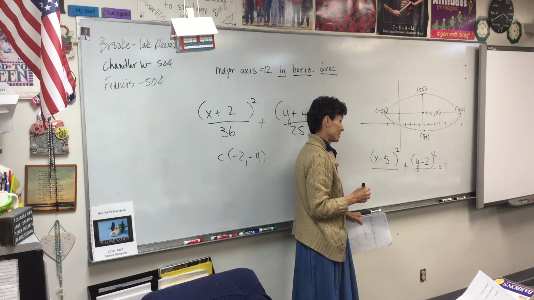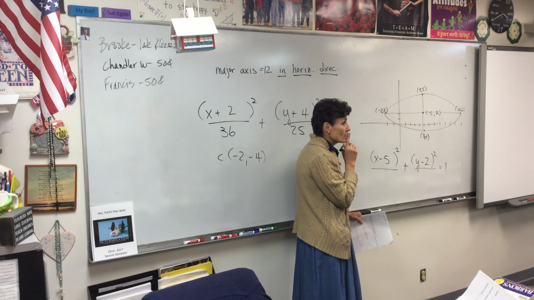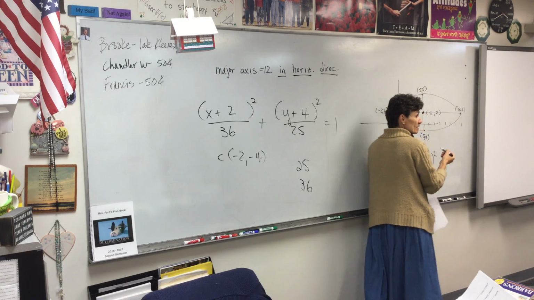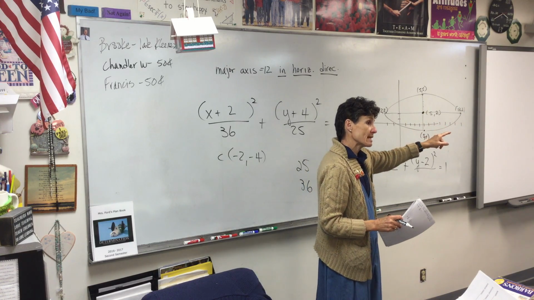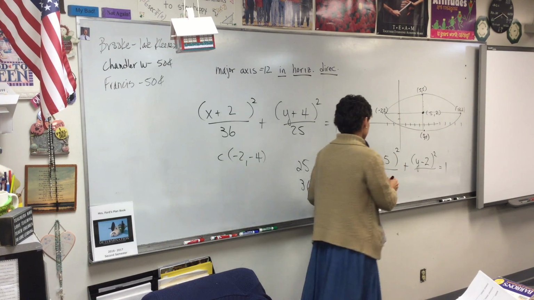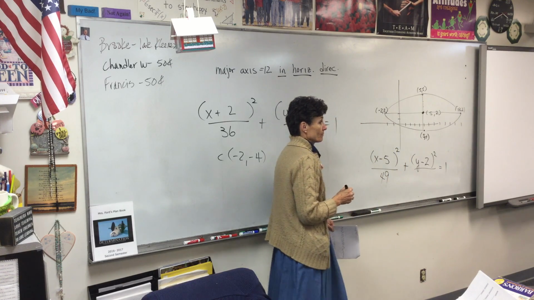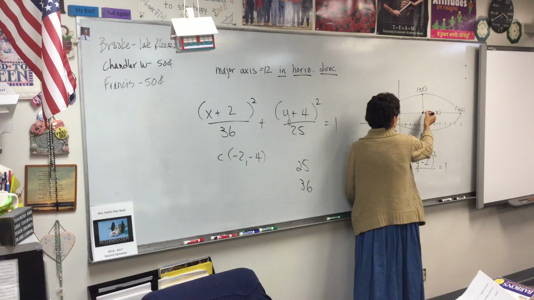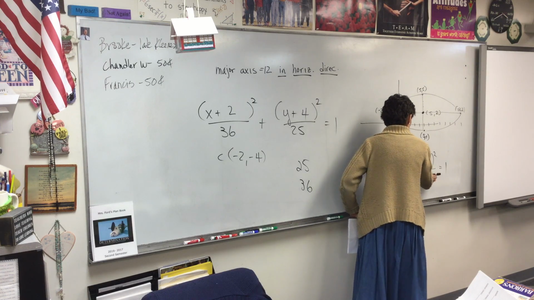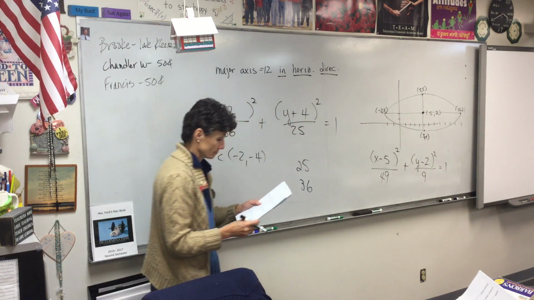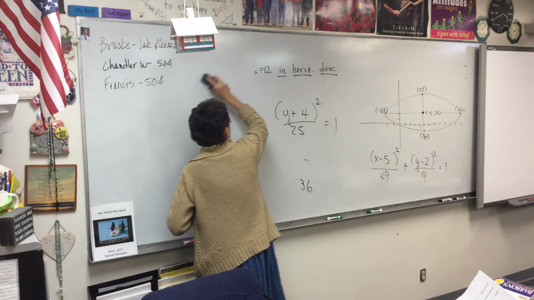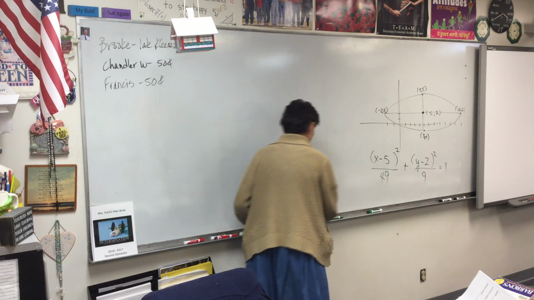Now what about the denominators? You know your center, right? How far did I count over here? 7? Well, if I counted over 7, then there has to be a 49, and where do I put it? Under the x. How far up did I count from here to here? 3? So that means this number must be a 9. Is that okay with everybody, or is that doable for you?